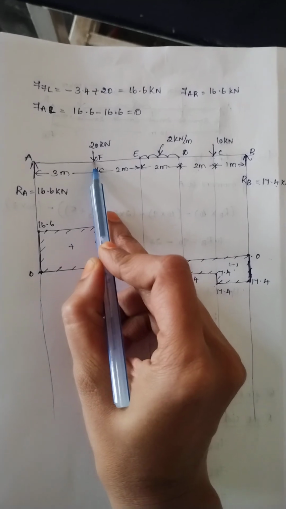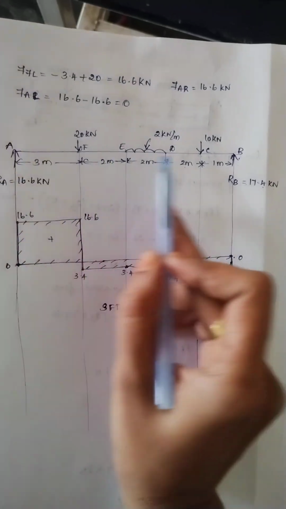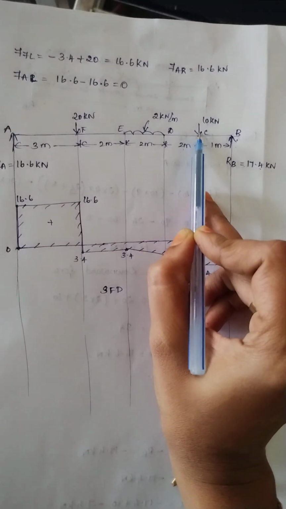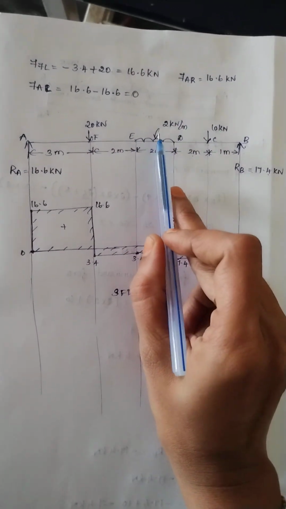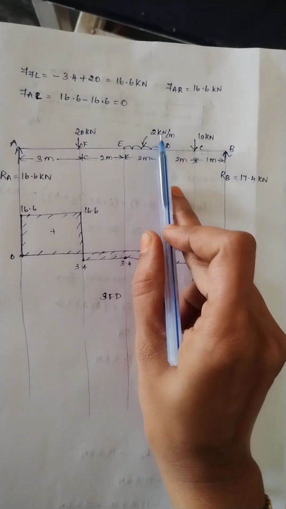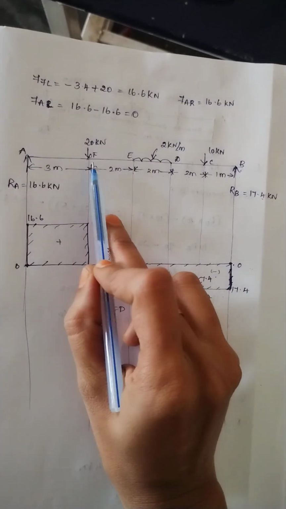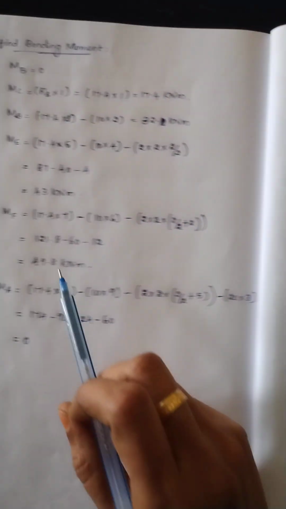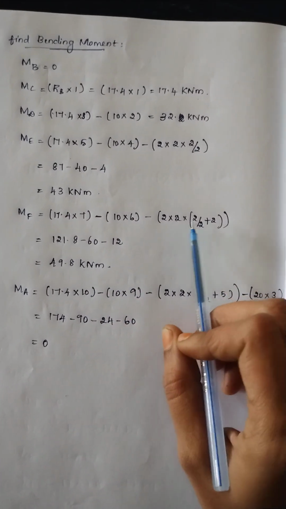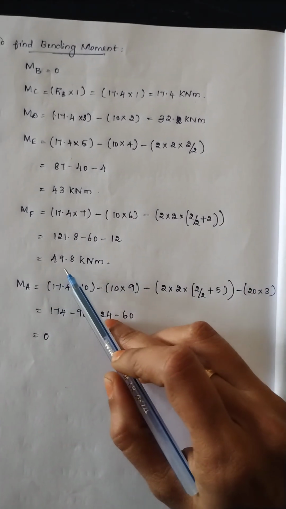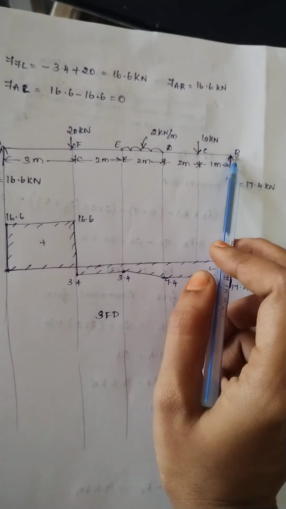Then moment at F point from B. Therefore, RB into distance from B to F is 7. Then the point load 10 kilonewton is acting downward. Therefore, the sign is negative. Minus 10 into distance from C to F is 6. Then the UDL is also acting downward. Therefore, negative sign, minus 2 into 2 by 2 plus the distance from E to F is 2. Therefore, moment at F point is 17.4 into 7 minus 10 into 6 minus 2 into 2 by 2 plus 2. The value is 49.8.